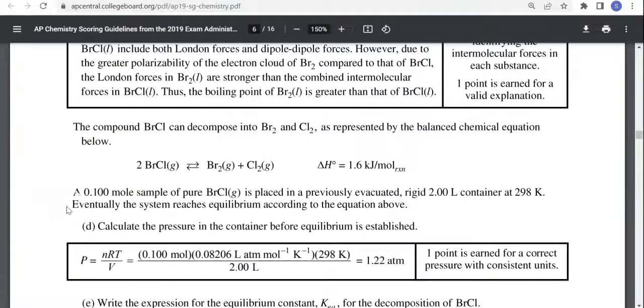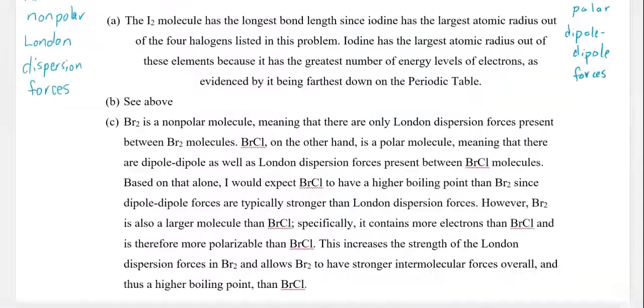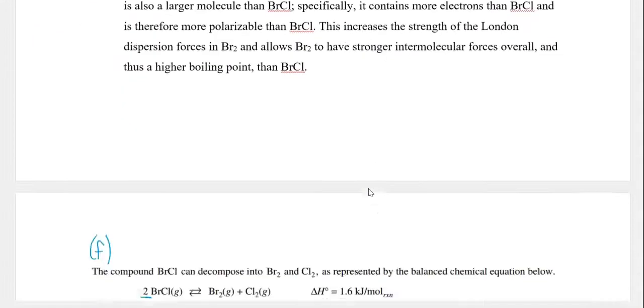Alright, so then D was calculating the pressure in the container before equilibrium was established. So this was just using the ideal gas law because all we had was the BrCl gas, 0.1 moles of that. And so that's what I did here.